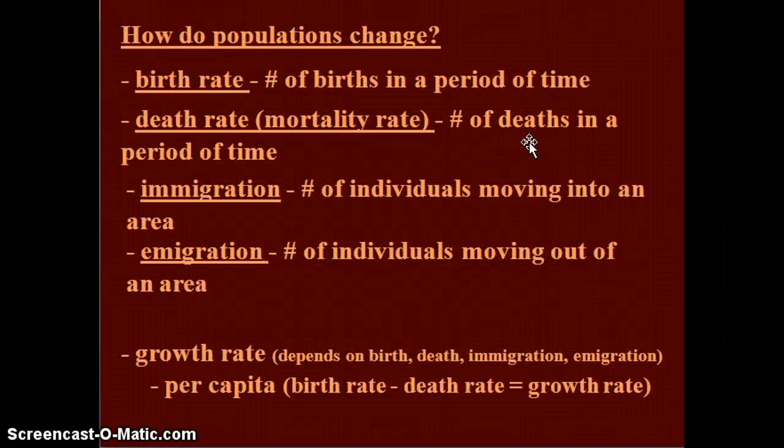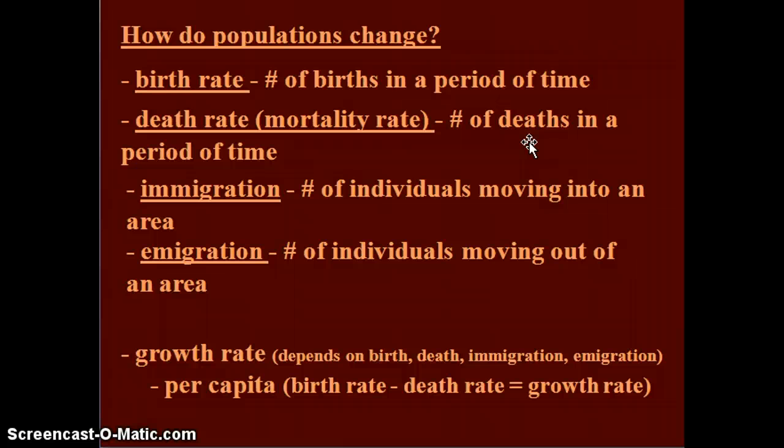How do populations change? Well, if you think of West Allegheny, how would West Allegheny's population change? It would be the birth rate. How many people are born into West Allegheny School District? How many people die? The number of deaths.